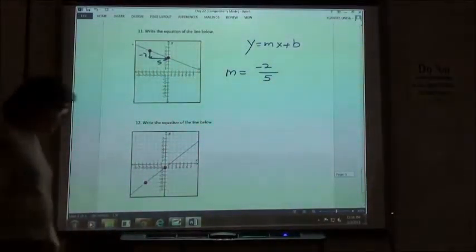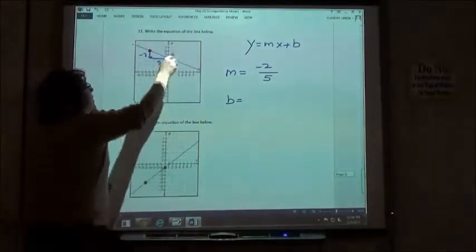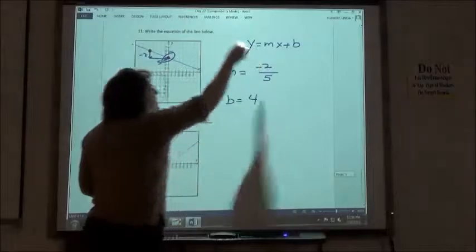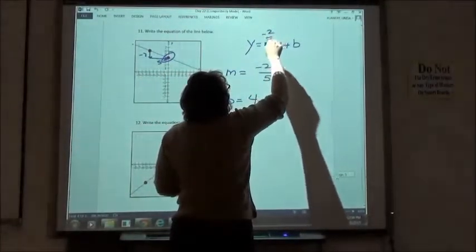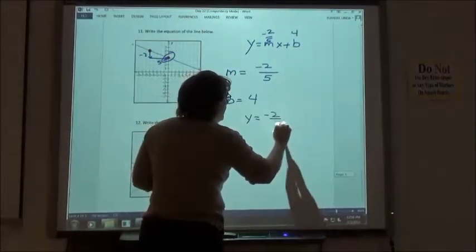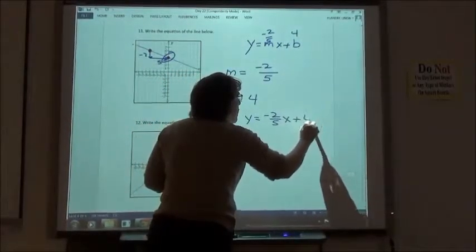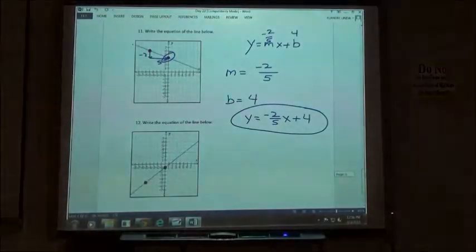My y-intercept, where does it touch the y-axis? At +4. And so plugging those into my equation, this is -2/5 and this is 4. I'm going to have y equals -2/5 x plus 4. And then I have the equation of my line.